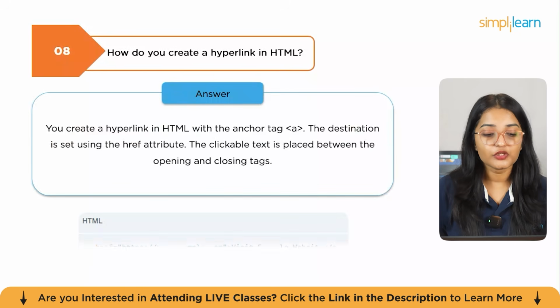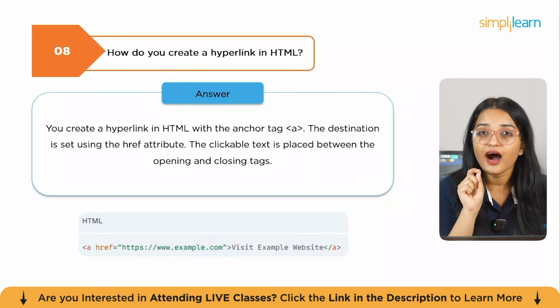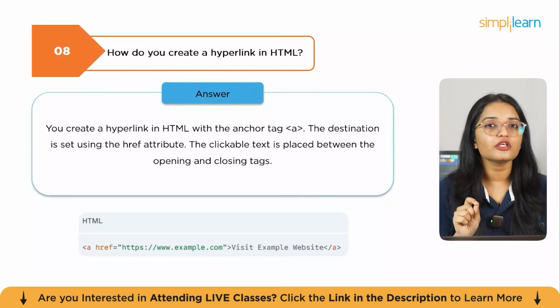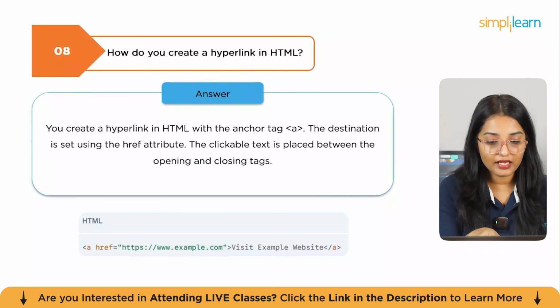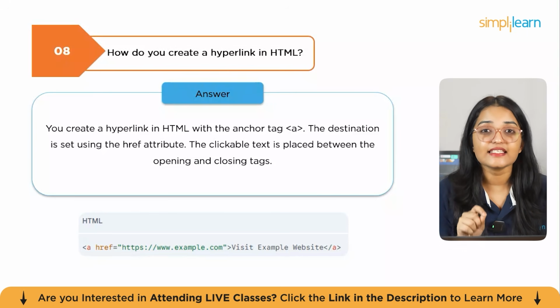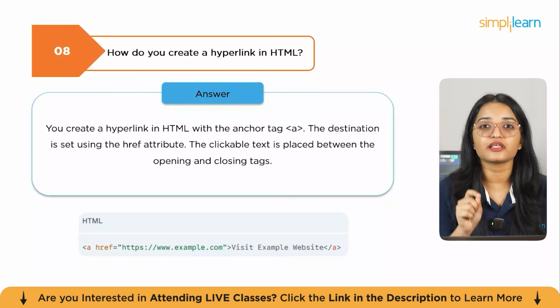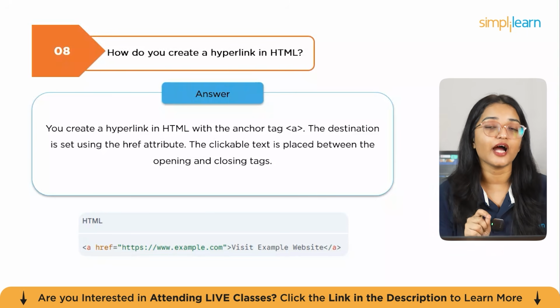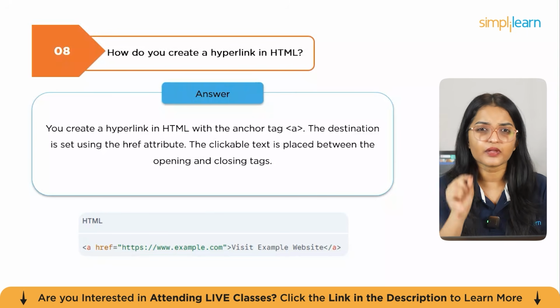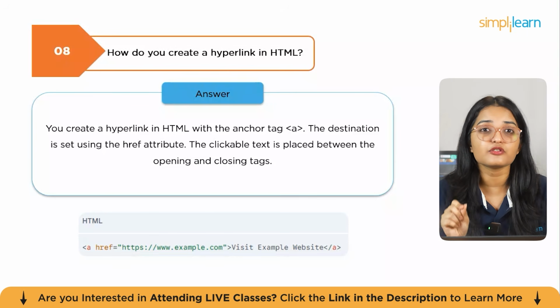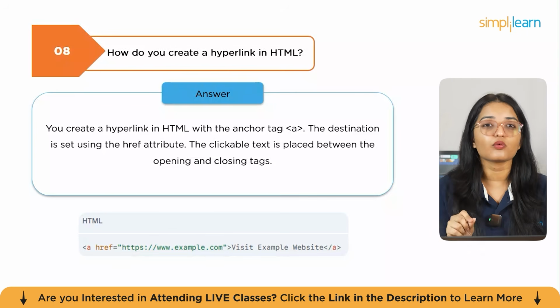To answer this, you can say that to create a hyperlink in HTML, we need to use the anchor tag, which is the A in brackets. The link's destination is specified using the href, which is the hypertext reference attribute. The text or content that the user clicks is placed between the opening and the closing tags.